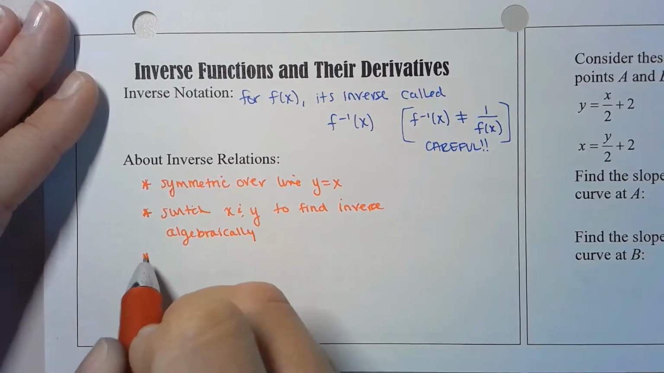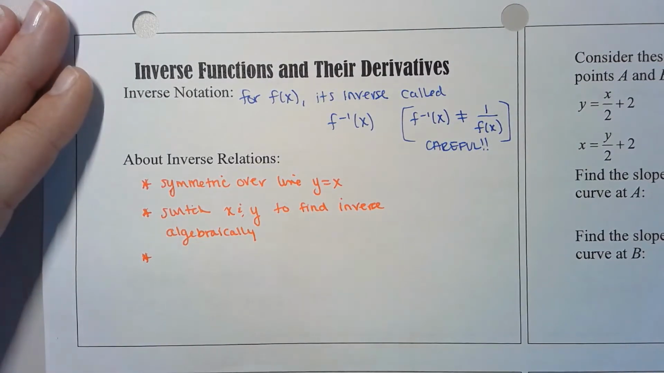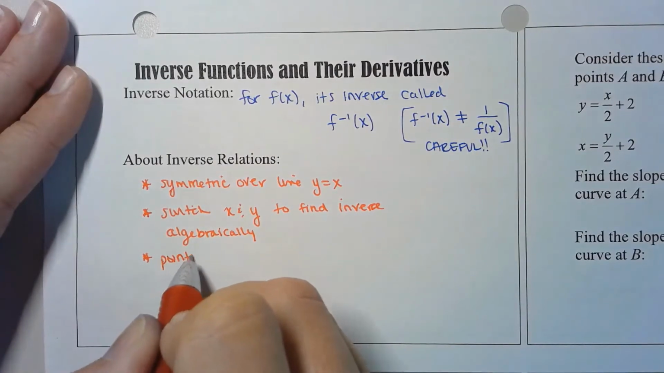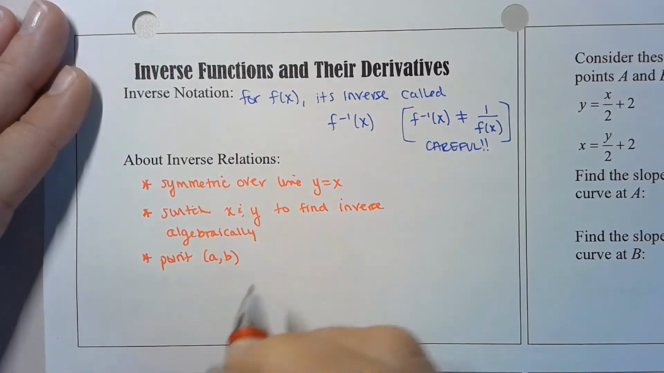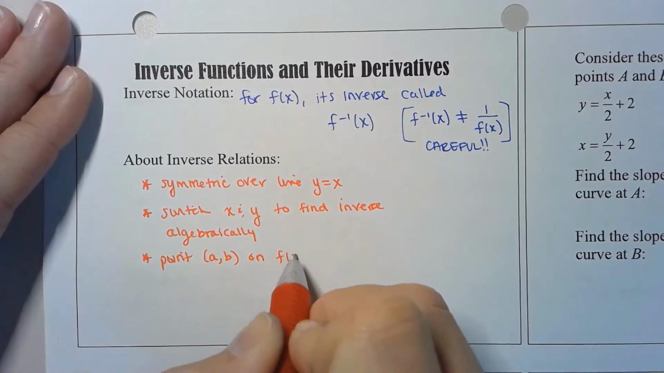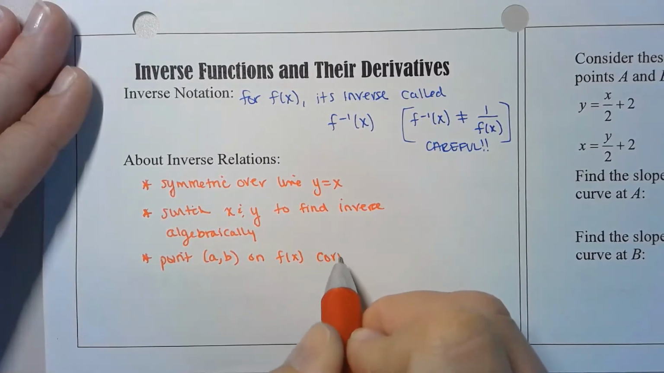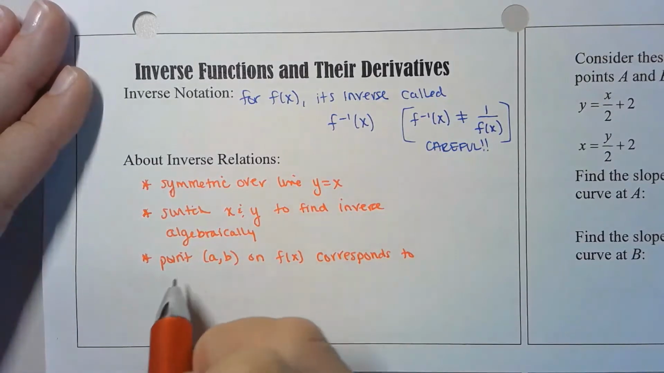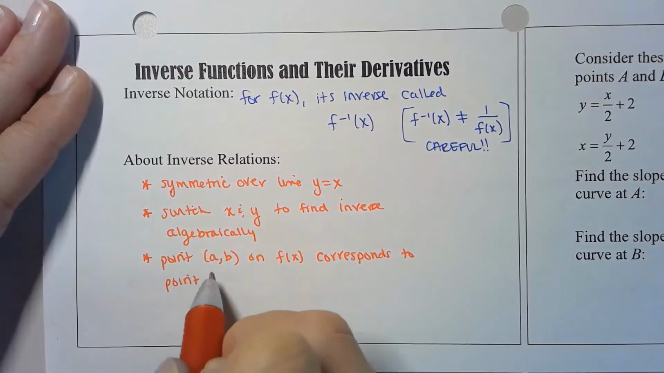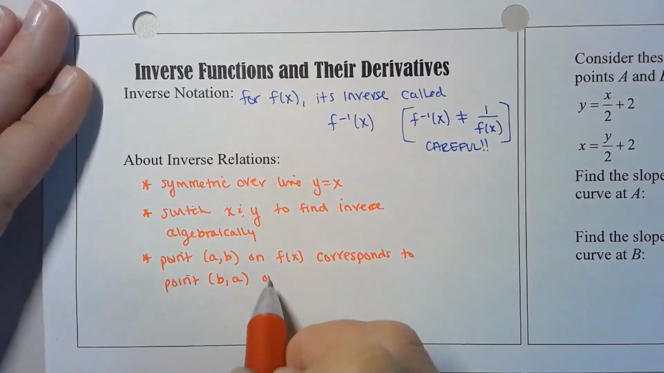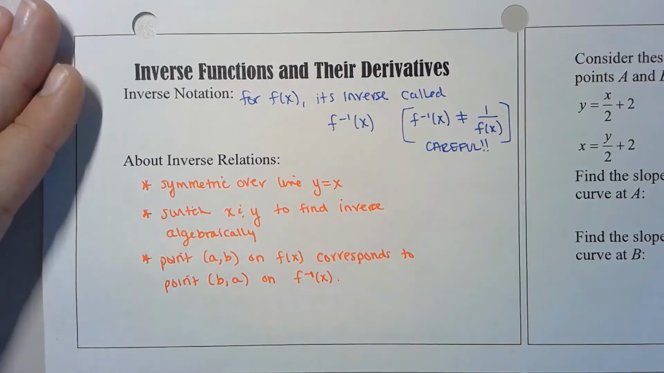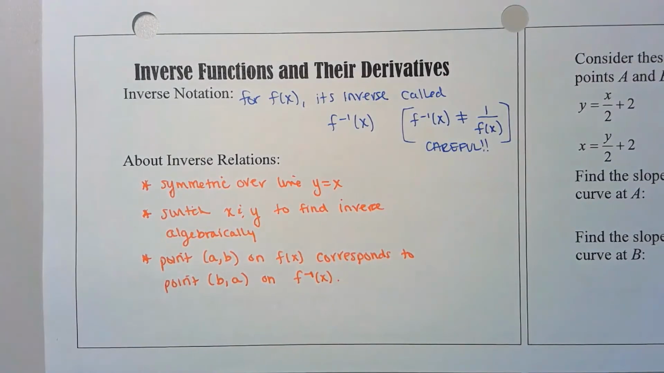And actually, that's how we find it graphically as well. You switch the x and the y coordinates. We could write it a little bit better than that. We could say point A comma B on f of x corresponds to the point B comma A on the inverse of f. Basically, you just switch the coordinates, and there it is.